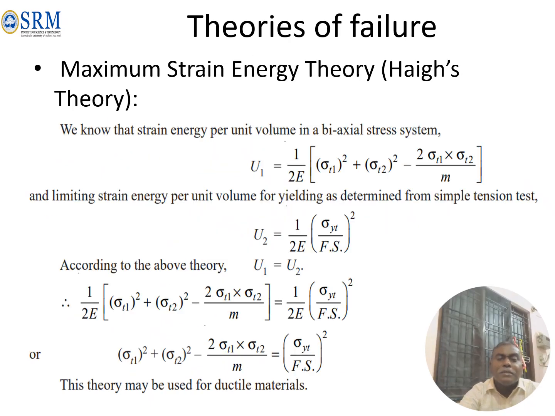Then the maximum strain energy theory, or Haigh theory. We know the strain energy per unit volume in a biaxial system: U1 equals U2, that is 1 by 2E, sigma t1 squared and sigma t2 squared, where sigma t1 is the tensile stress in one direction and sigma t2 in the other direction, equal to sigma y by factor of safety. This theory may be used for ductile material. It is mainly related to strain energy, so whenever the design involves strain energy, we should take the maximum strain energy theory, or Haigh theory.